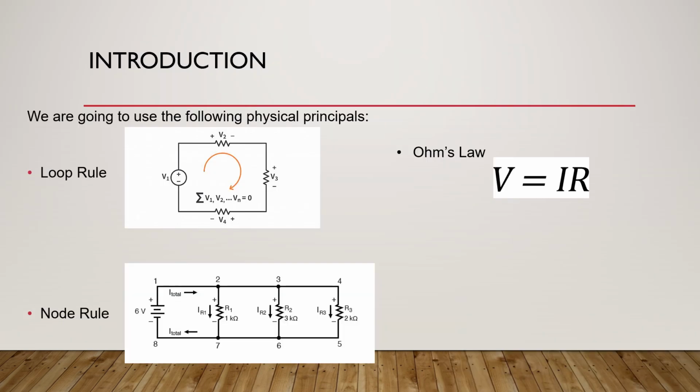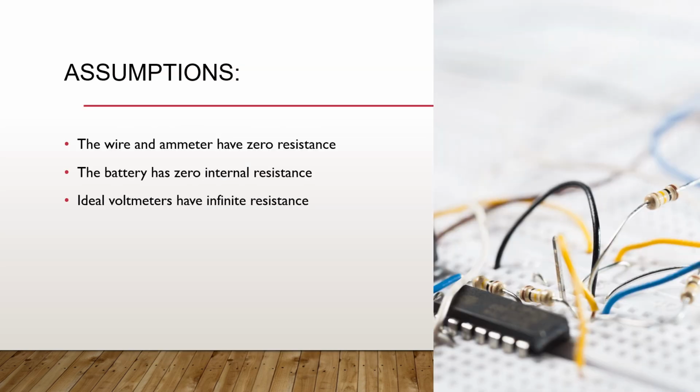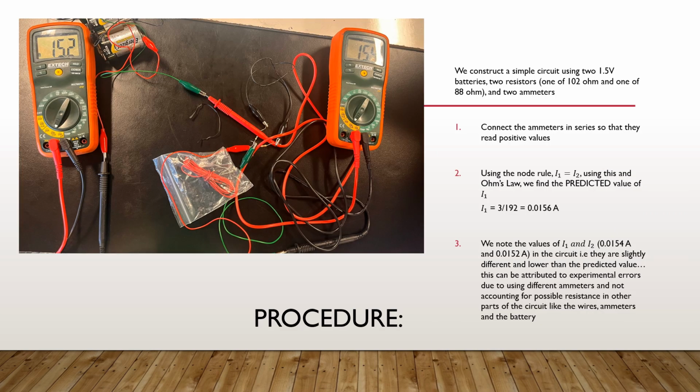We are going to be using the following physical principles. Loop rule, which states that the sum of voltages in a closed loop is zero. Ohm's law, which states that the voltage is equal to current times the resistance. And node rule, which states that the current into a node is equal to the current outside a node. The assumptions in this lab are that the wire and ammeter have zero resistance, the battery has zero internal resistance, and ideal voltmeters have infinite resistance.